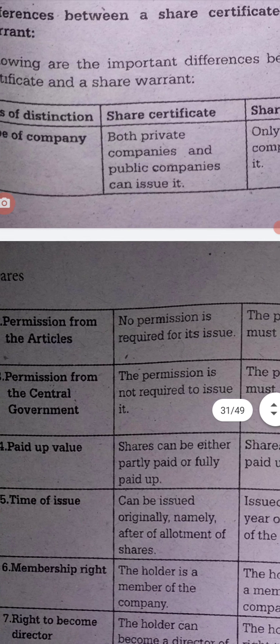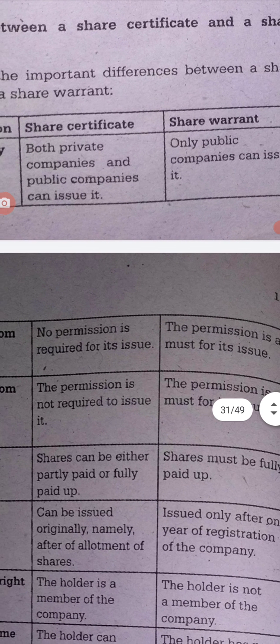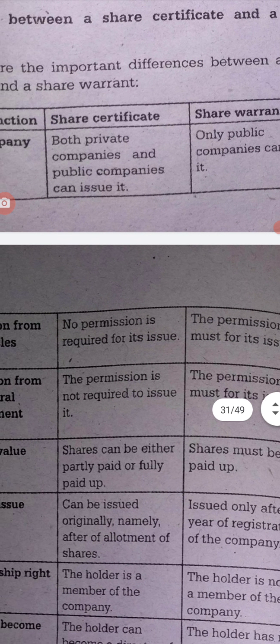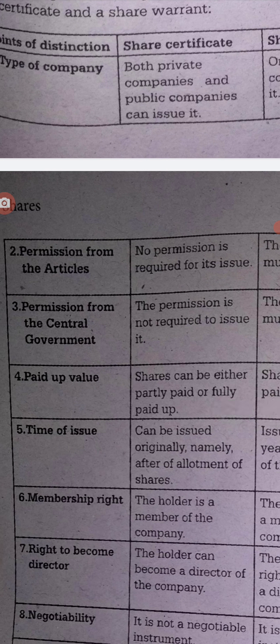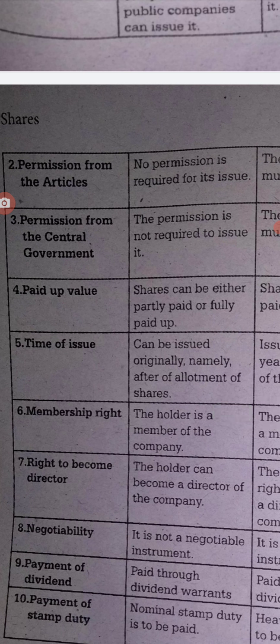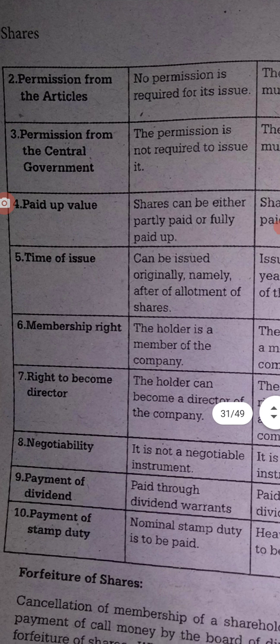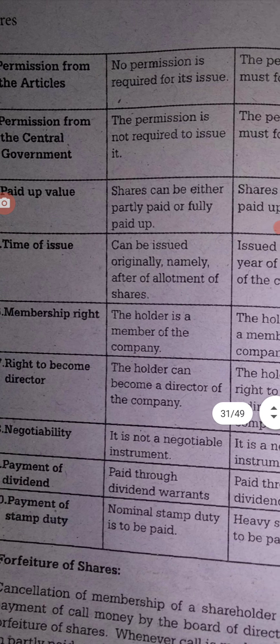Then of course let us understand the differences between share certificate and share warrant. It is easy. So which company can issue the share certificate? Both private and public, but share warrant only a public company. Permission from articles: no permission in case of share certificate, but permission is absolutely necessary in case of a public company for share warrant. And even central government permission is not necessary for issue of share certificate, but for share warrant it is necessary. Paid up value: a share certificate can be partly paid up or fully paid up, but for share warrant shares have to be fully paid up only.